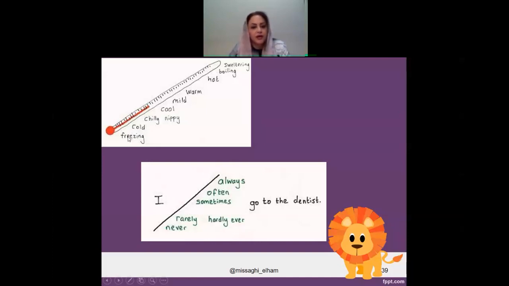For example, what's the difference between freezing, cold, chilly, cool, mild, warm, hot, boiling? Or if you want to show it, what's the difference between never, rarely, sometimes, often, always? So we can use a cline to work on meaning, to convey the meaning. So we can use different techniques.